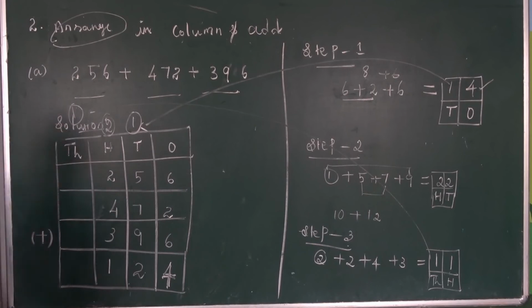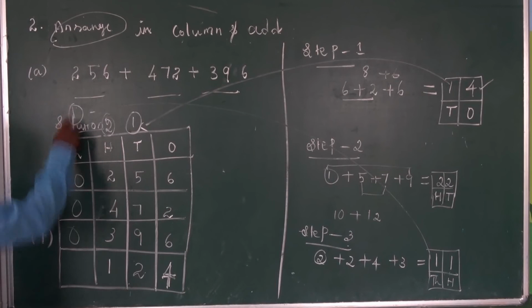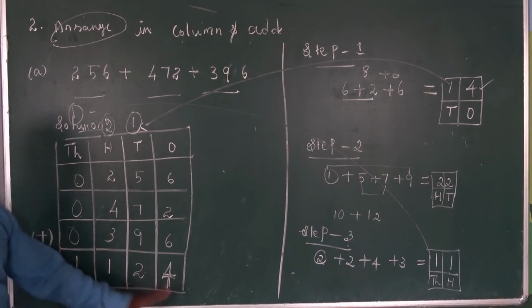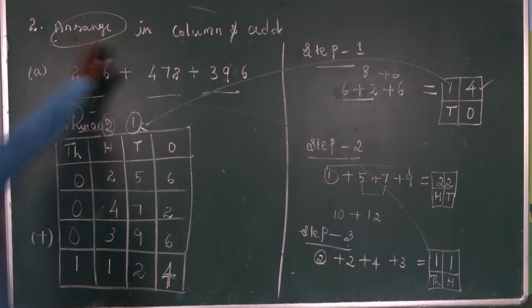So ones: 1 plus 0 plus 0 plus 0 is equal to 1. Bring down the number 1. So our answer is 1124.